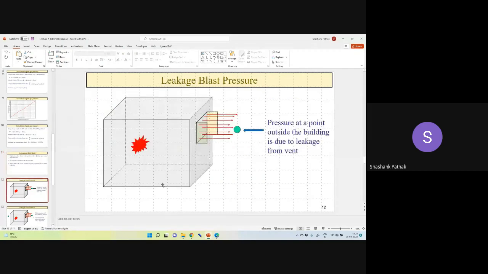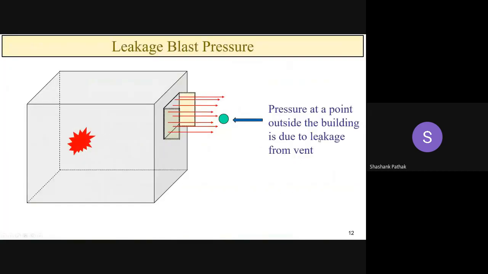Now let us start the next slide. So suppose now we have a situation where an explosion happens inside a building, and we are interested in calculating pressures outside. So there can be two situations. One situation, explosion happening inside a building and we are interested in calculating pressure outside because of that, or there can be an explosion outside and we want to calculate the pressure inside the building. So this kind of situation may happen.